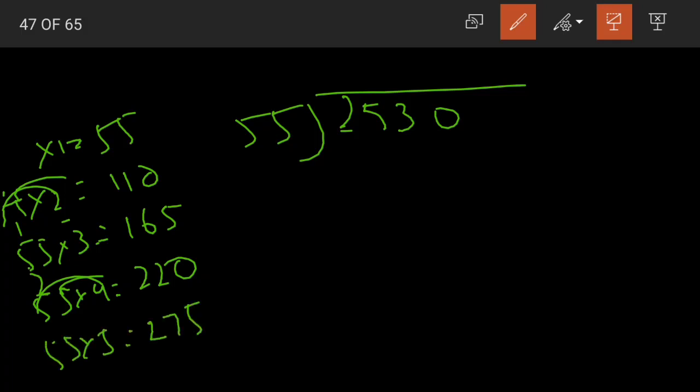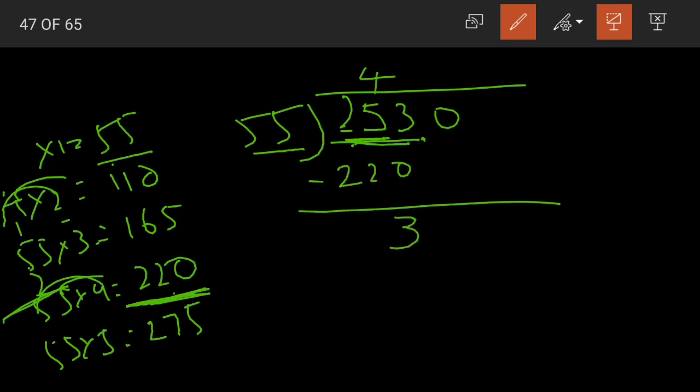275. If you look at this, if we take the first two numbers, it is less than the divisor, so it's not possible to divide. We take the first three numbers. 253 comes between these two. So going with the smaller number, 55 fours are 220. Subtracting: 3 minus 0, 3. 5 minus 2, 3. 2 minus 2, 0. And lastly we bring down the 0.